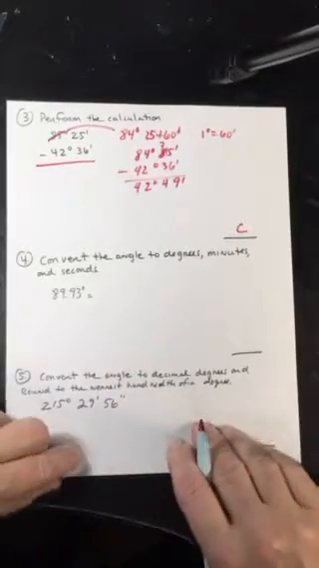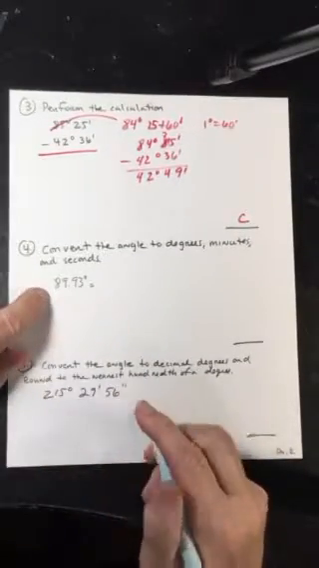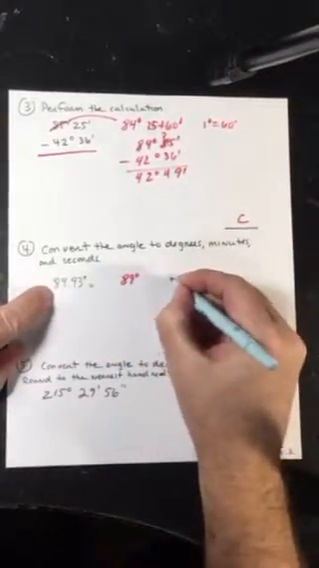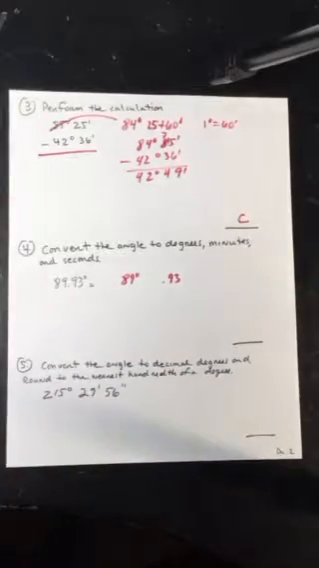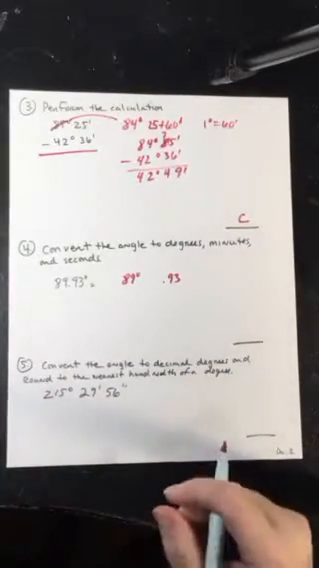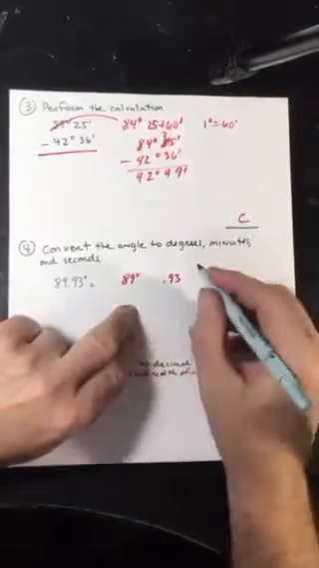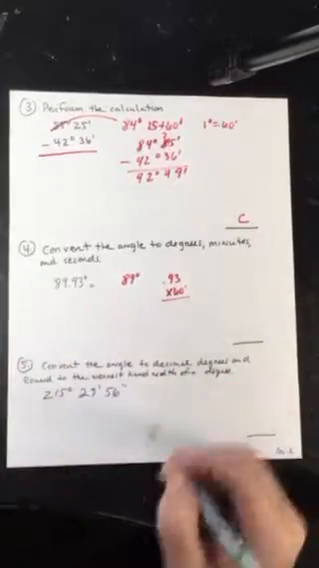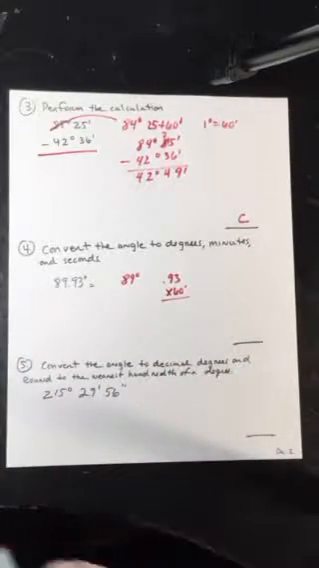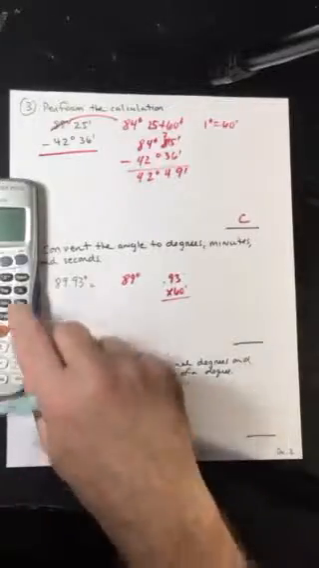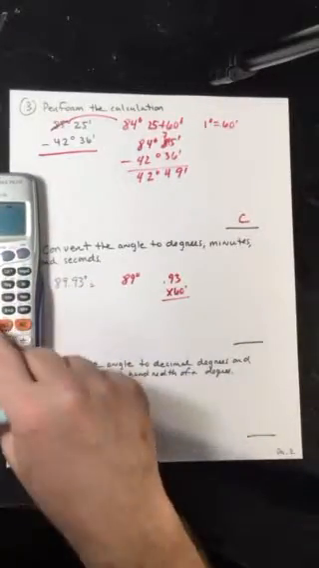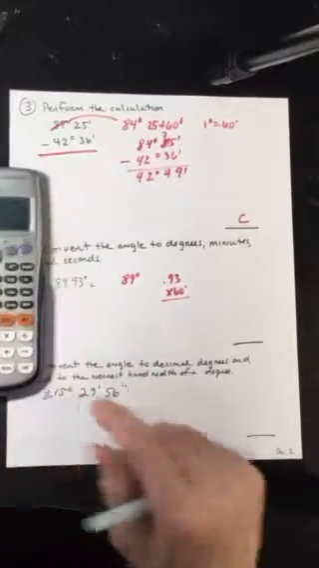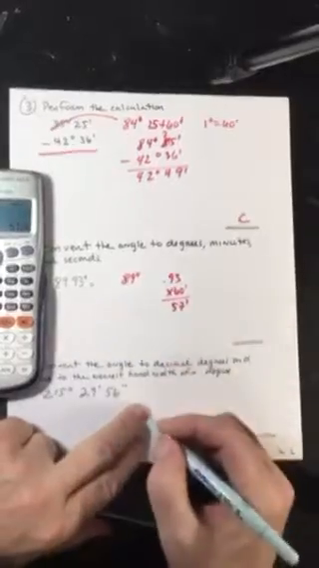All right, moving along to number 4. Convert the angle to degrees, minutes, and seconds. So we got 89 degrees. We already know that's going to be part of our answer. What are we going to do with that 0.93? We're going to multiply that by 60, because there's 60 minutes in 1 degree. So we get our handy calculator here. I got 0.93 times 60, and that gives me 57 minutes.